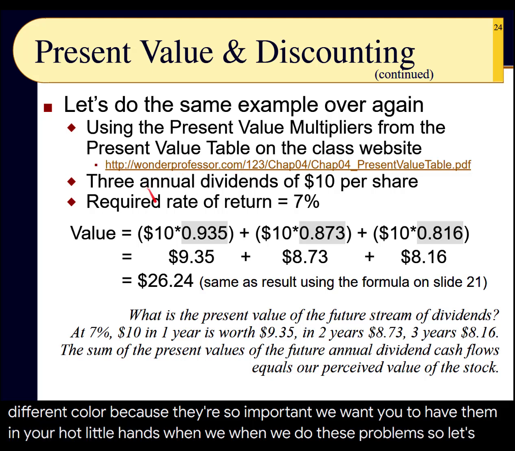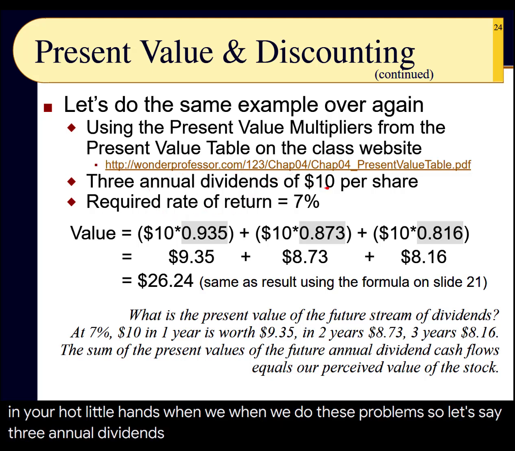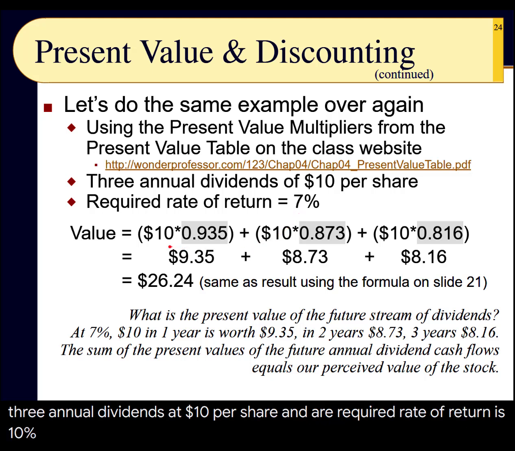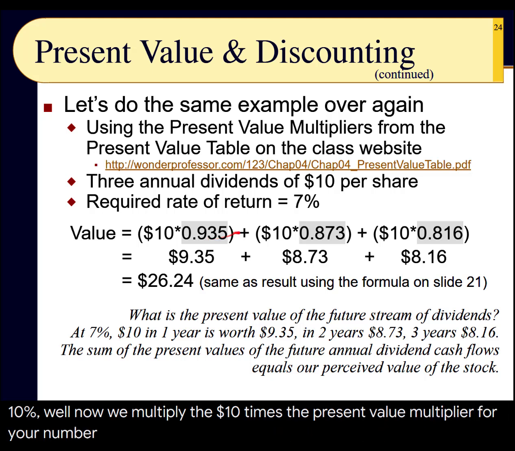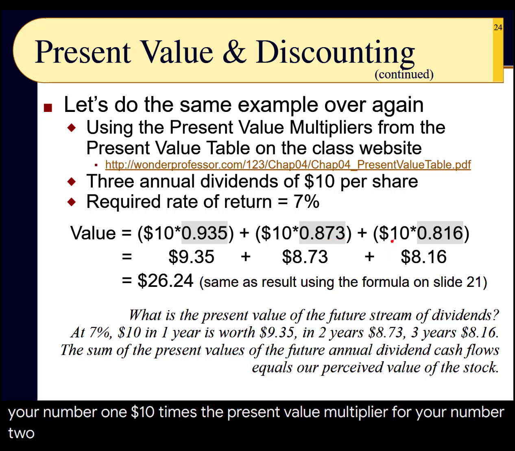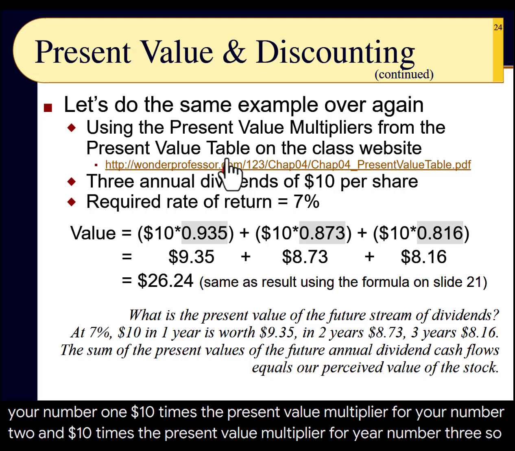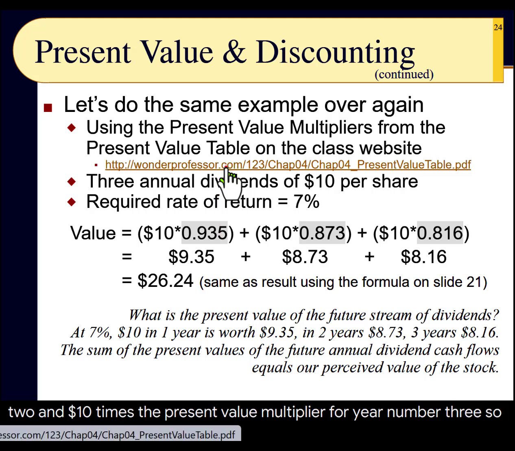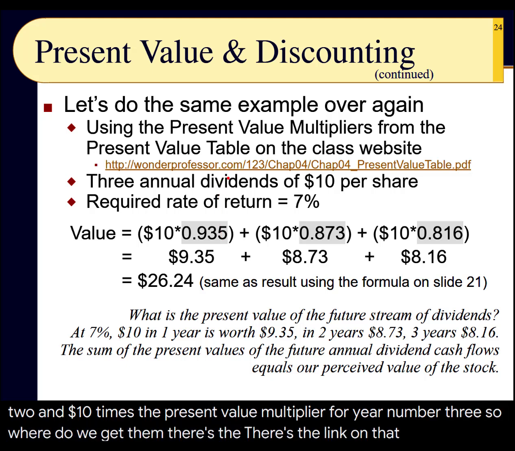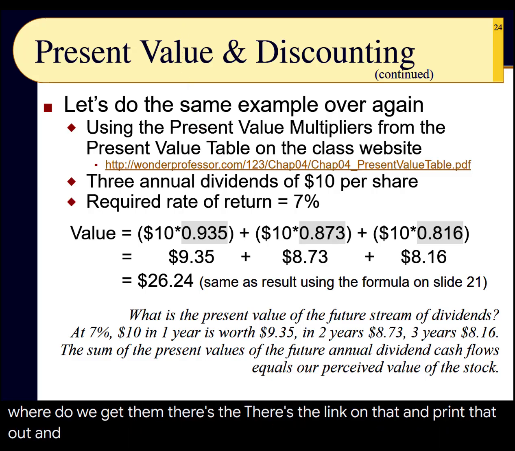So let's say 3 annual dividends at $10 per share and our required rate of return is 10%. Well, now we multiply the $10 times the present value multiplier for year number 1, $10 times the present value multiplier for year number 2, and $10 times the present value multiplier for year number 3. So where do we get them? There's the link on that, and print that out, and here it is.